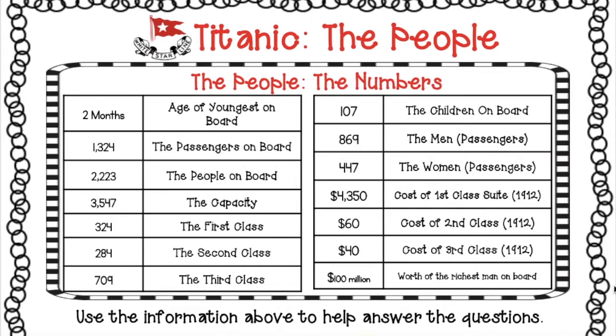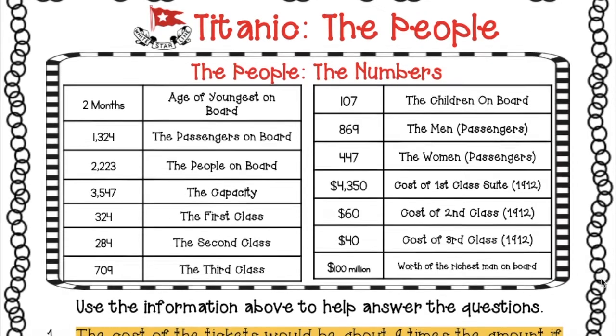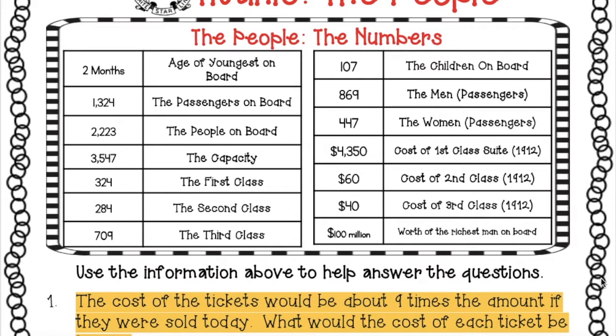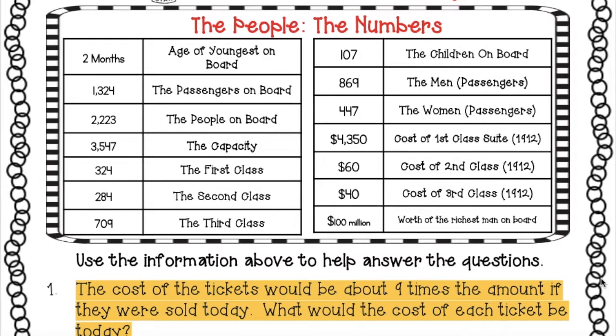Today we're going to continue talking about the Titanic and doing some math involving the Titanic. Our data today is different from the other day when we focused on the ship. Today our main focus is going to be on the people. So our table is completely different. We're going to take a look at the directions and then we're going to get started. So the directions say to use the information above to help answer the questions. So it's just like what we have done before.